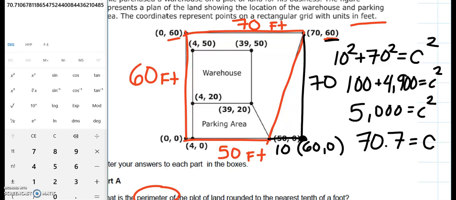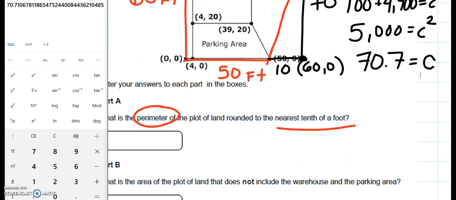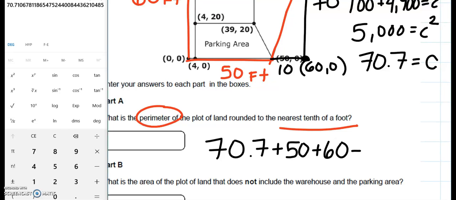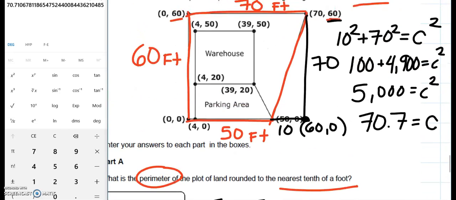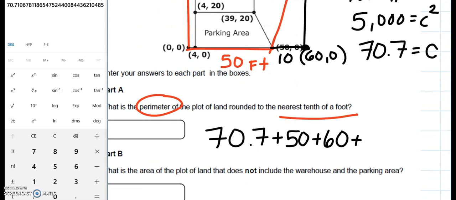All right, now to get my perimeter, I'm going to have to add them all together. So I have 70.7 plus the bottom of 50 plus the height of 60 plus, what was that? Base up top was 70 again. Okay, so now I'm going to write down 70. I'm going to add all these together. I kept that 70.7 in my calculator.